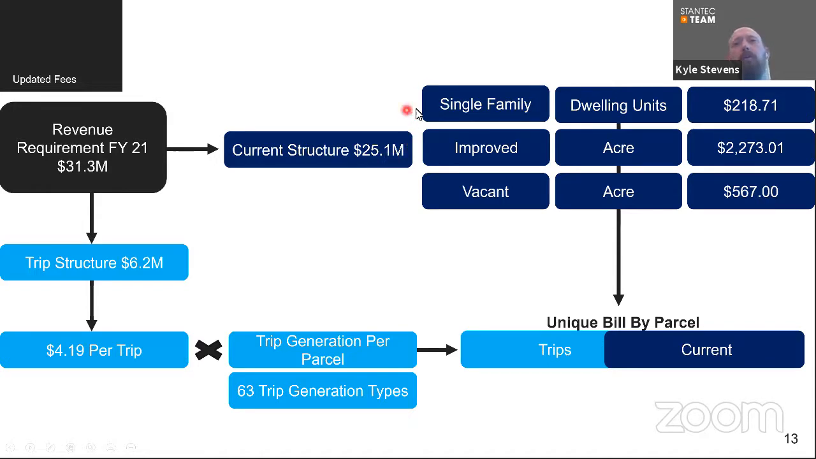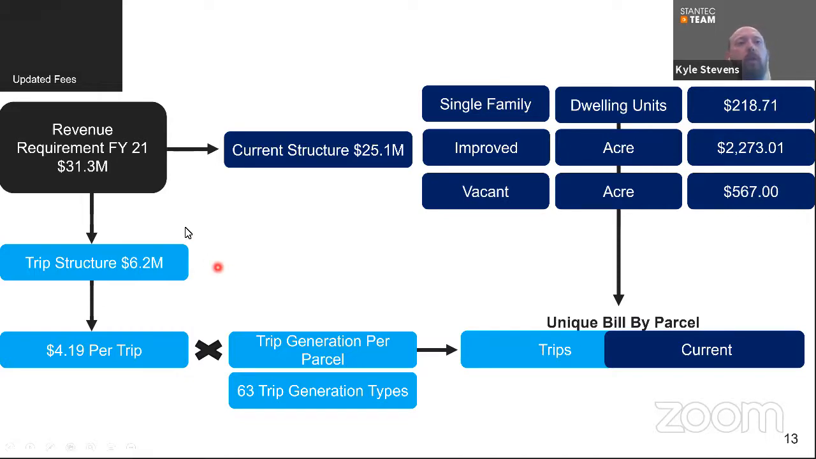And then within the current structure, there's three different customer classifications. Single family homes, they are billed on a per dwelling unit basis. So the dwelling units are what allows the fee to scale. If it is an improved structure that's not a single family home, or a parcel with structures that's improved, that's not single family, it would fall into the improved category. And then finally, the vacant category with nothing on it. And these two categories are billed based on the gross square footage of the parcel, as given by the Broward County property appraiser. I've included over here the three rates that are associated with that, the per dwelling unit and the per acreage fees associated with the bottom two categories.